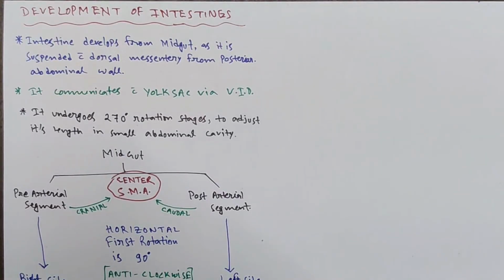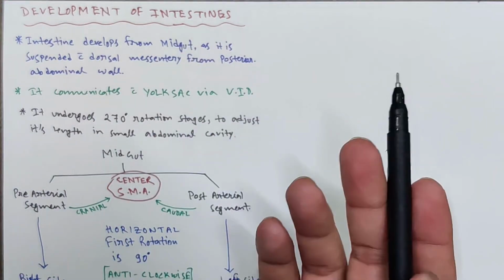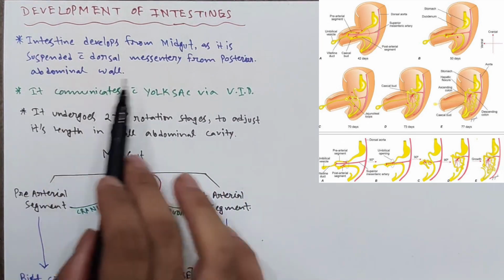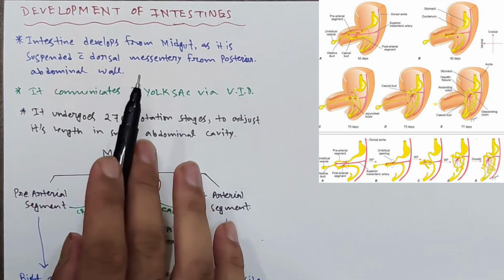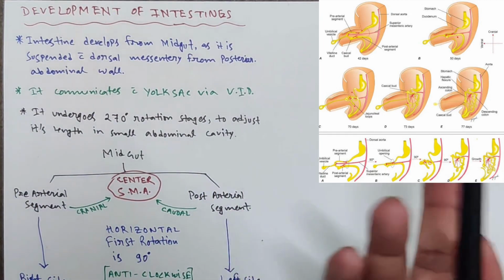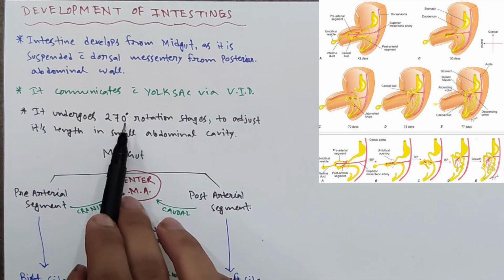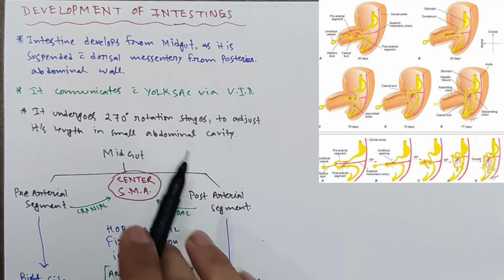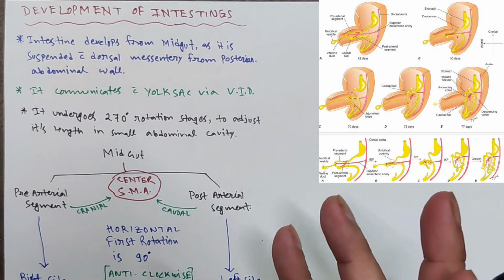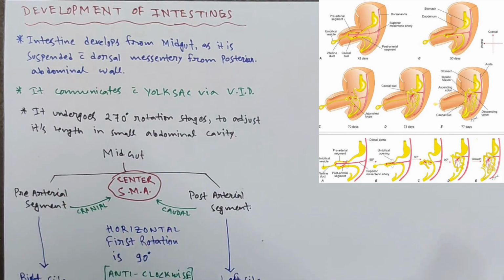Now you have to understand how the intestines develop. Intestine develops from the midgut, as I already told you, as it is suspended with the dorsal mesentery, the posterior mesentery from the posterior abdominal wall. So it communicates with the yolk sac via the vitelline intestinal duct. I already told you that. Now this intestine undergoes a 270-degree rotation to adjust its length, because the intestine is a very lengthy structure. Our abdominal cavity is very small, so it needs multiple layers and coil formation.